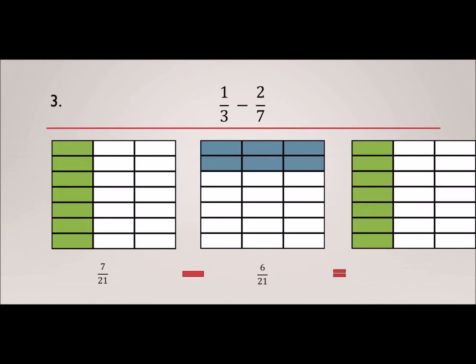So again, this is going to give us then the 7 boxes that we see originally, but we take away 6. So if I take away 6, then I have only 1 out of 21.